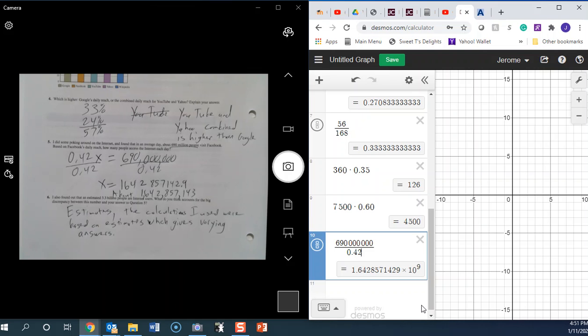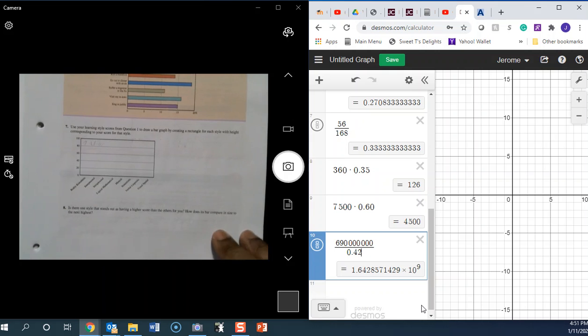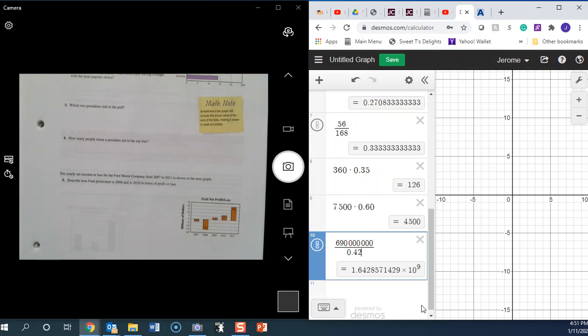Okay, now we have about two more pages to go, and we will be done with section 1.3.